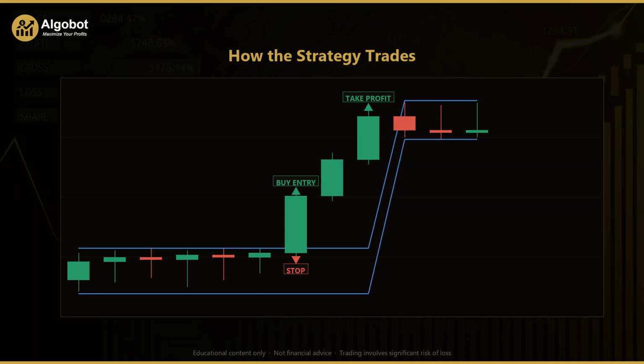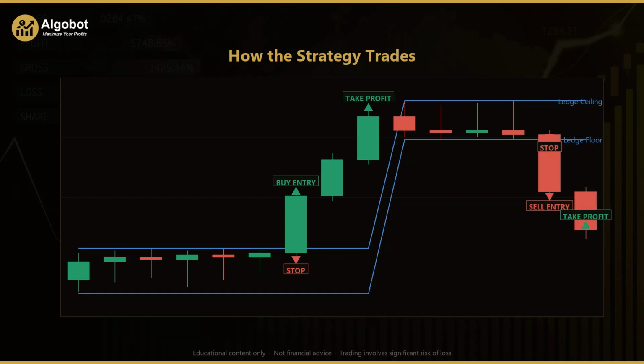The stop is tucked back just inside the broken ledge, defining the risk, and the take profit is projected upward at a reward multiple of that distance. Price follows through, and the long target is reached. Now watch the second half. Price builds a new, tighter band higher up.